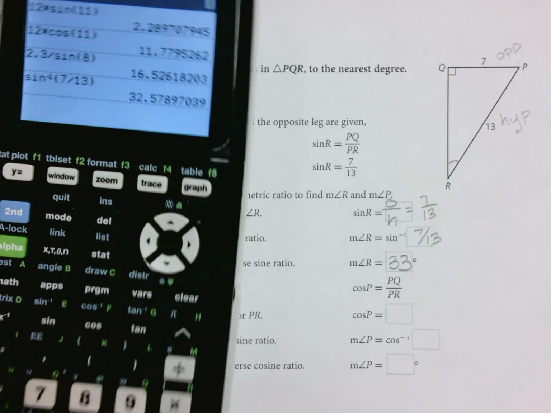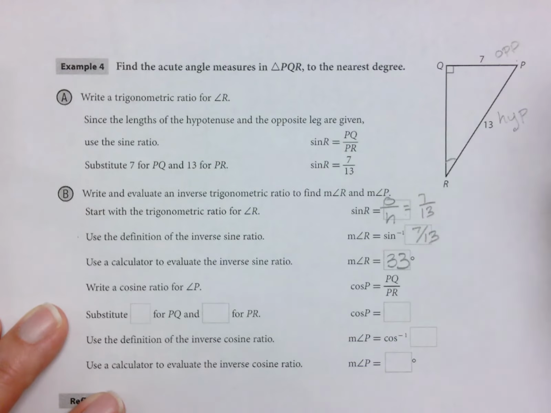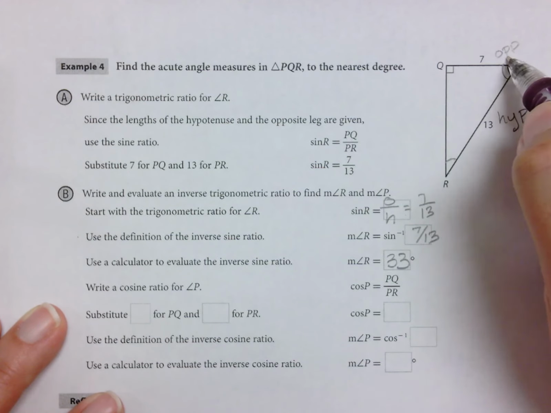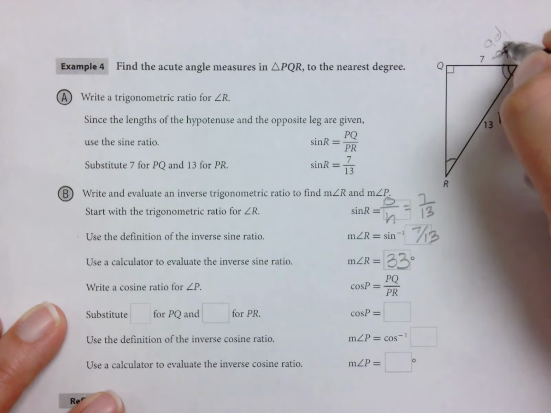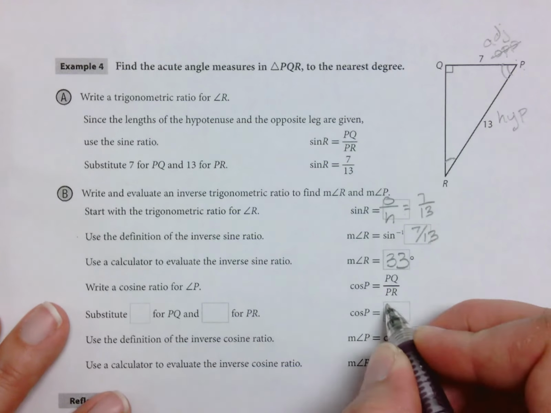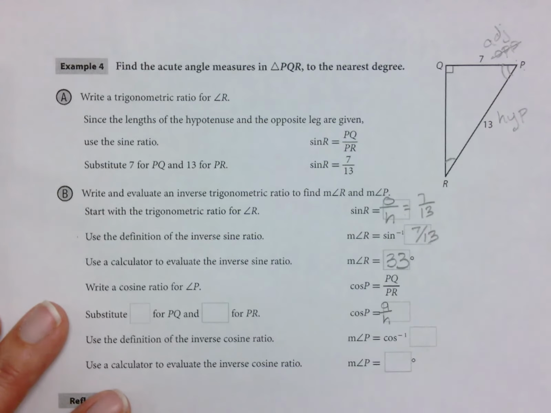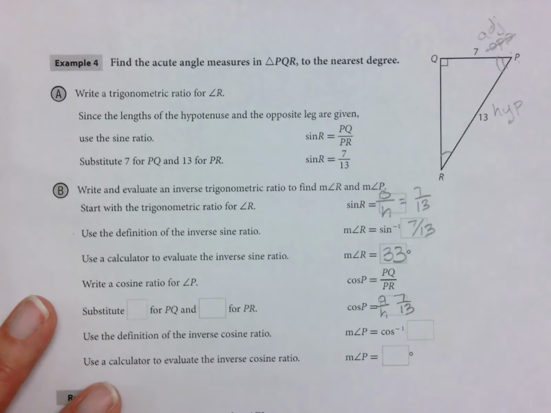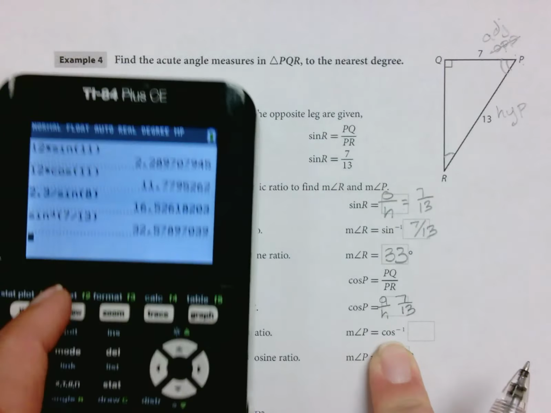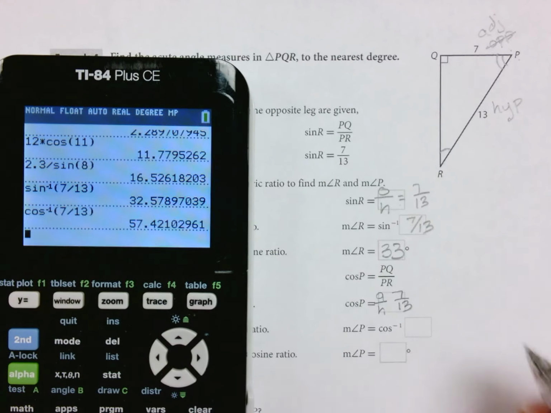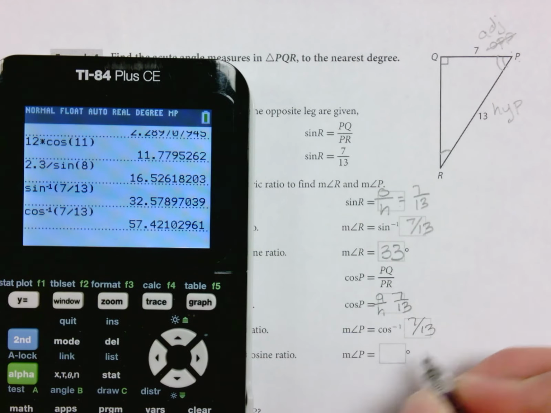I want to do the same thing for angle P. I want to find the measure of angle P. But here's something you have to look at. From angle P, this is not opposite anymore. This is now adjacent from angle P. So I can't use sine this time; I have to use cosine, because cosine is adjacent over hypotenuse. I'm going to use the same ratio setup, 7 over 13, but now in my calculator I'm going to type in the inverse of cosine, 7 divided by 13. And I'm going to find that the measure of angle P to the nearest degree is 57 degrees.